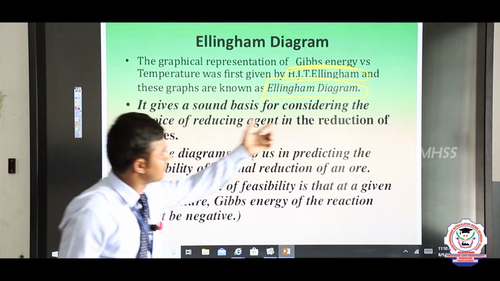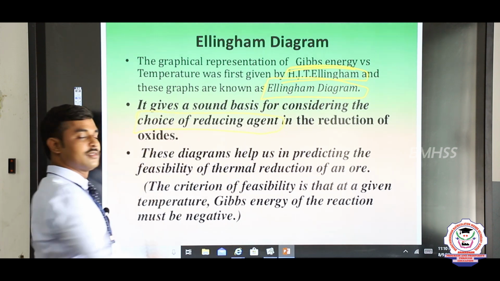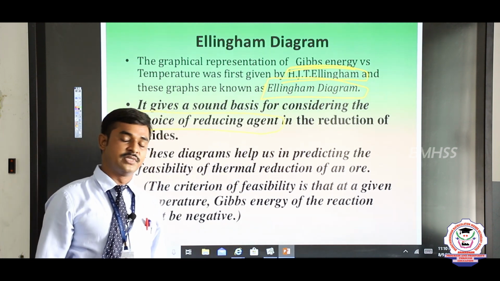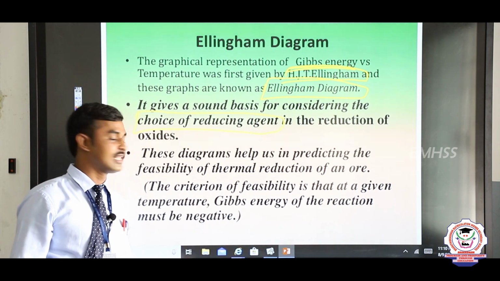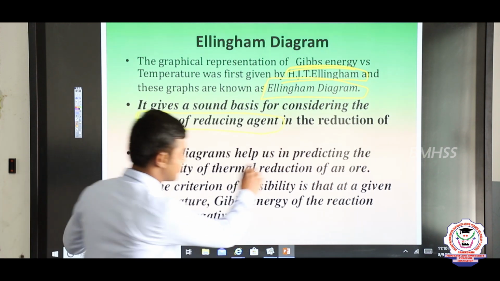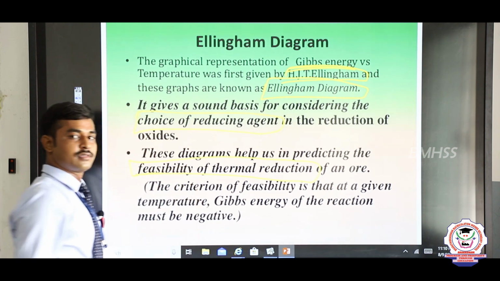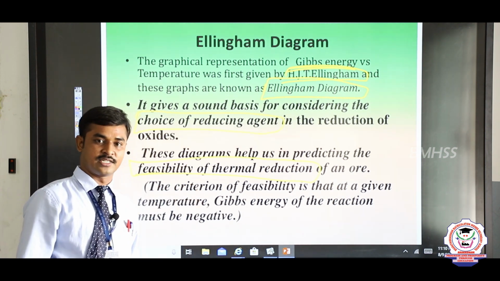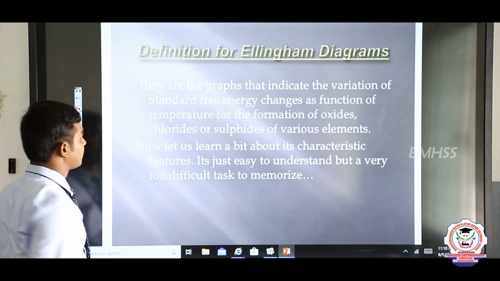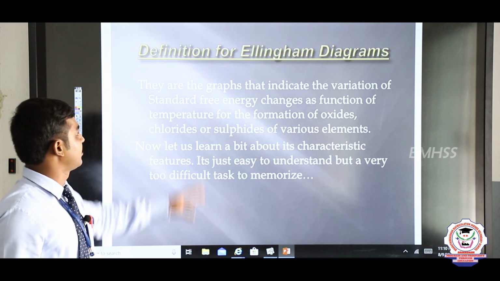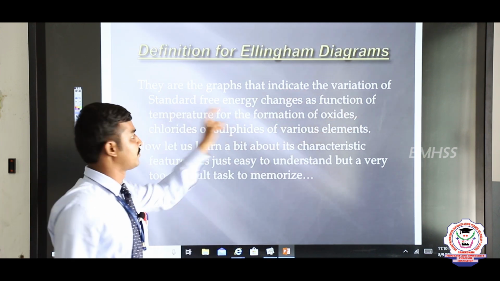Its main use is to find the choice of reducing agent, which suitable reducing agent is suited for the reactions. It can be found by the Ellingham diagram, and this diagram helps us in predicting the feasibility of thermal reduction. The thermal reduction feasibility is also determined by this Ellingham diagram. So, from the Ellingham diagram we can find the standard free energy change, that is, it indicates the variation of standard free energy changes.